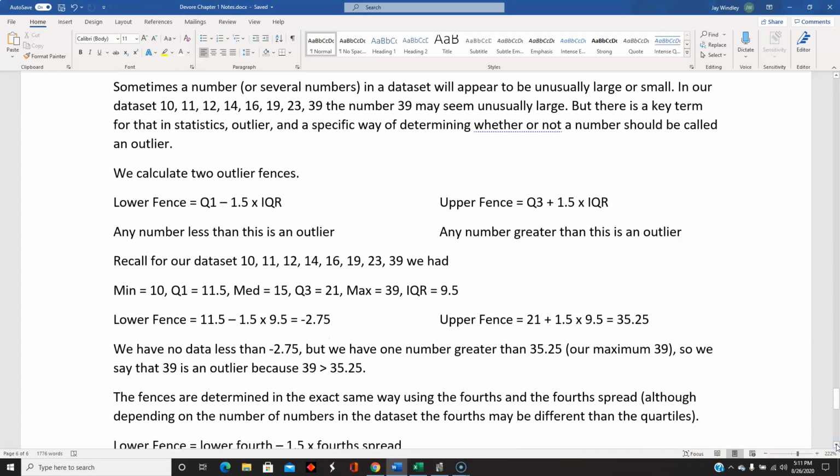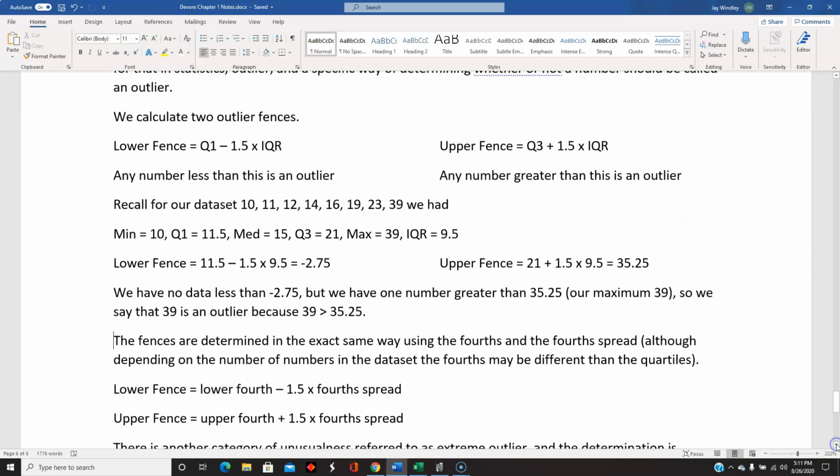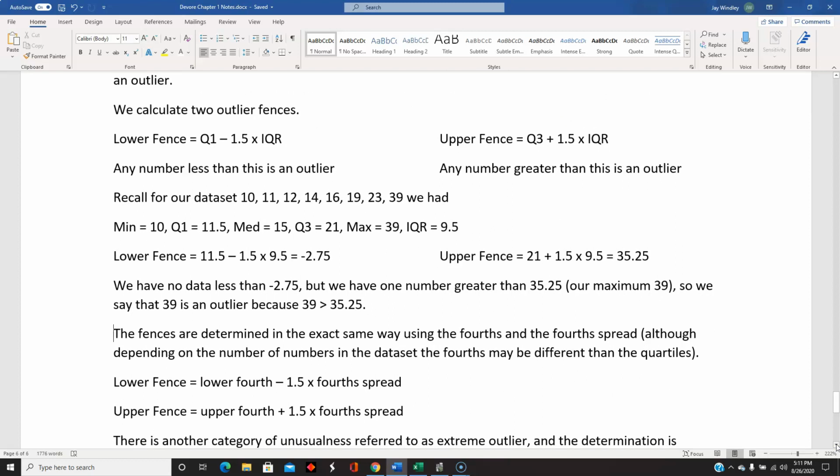By the way, the fences are calculated in the exact same way using the fourths and the fourth spread. But of course, as we talked about earlier, sometimes the fourths turn out to be different numbers than the quartiles if you have an odd number of numbers. But with the fourths, the lower fence is lower fourth minus 1.5 times the fourth spread, and the upper fence is upper fourth plus 1.5 times the fourth spread.